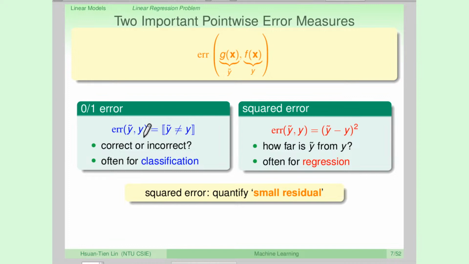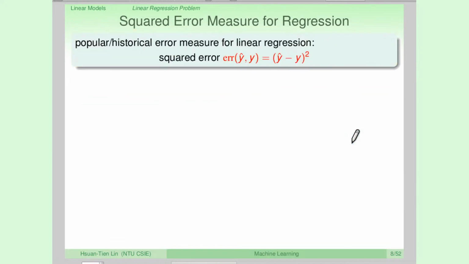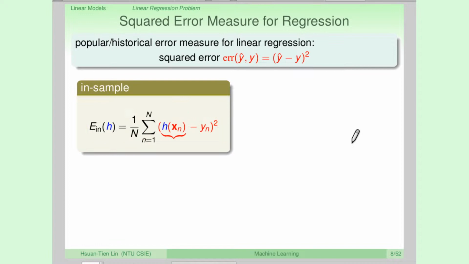And square error is what we will use to quantify small residual. Remember, for each line or each hyperplane, we can compute its residuals. Those residuals are basically the difference that we see there. And the squares of those residuals are what we are going to use to measure how good the hyperplane is, how good the w is. And square error for regression is a popular and historical error measure for linear regression.